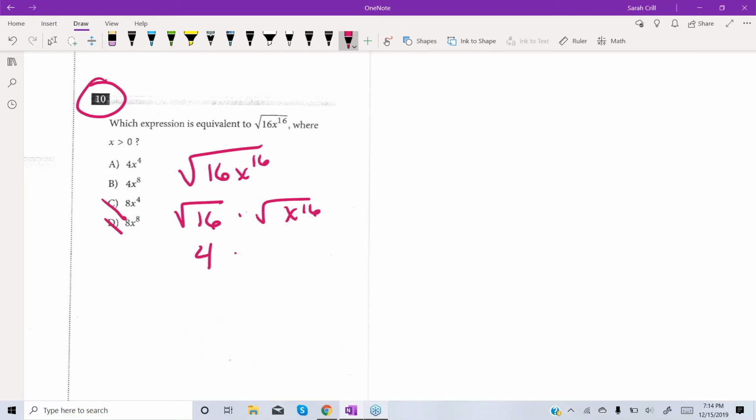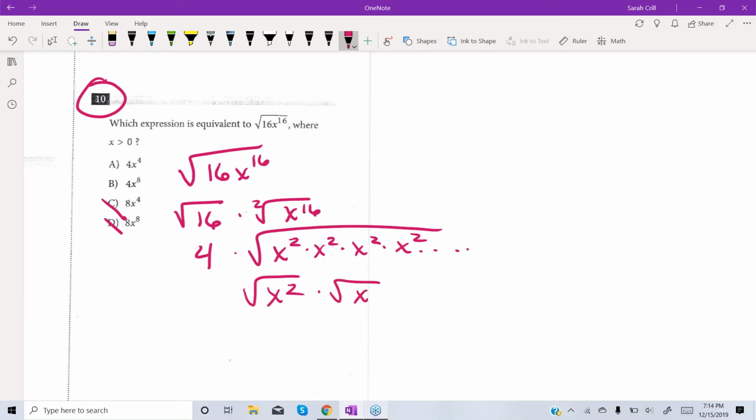Okay, well, if you know your root rules for this, you know that you can take out pairs of x's. So in this case, there are 8 pairs of x's. For example, we can write it like this. x squared times x squared times x squared times x squared 8 times, right? And you can separate them to be square root of x squared times square root of x squared times square root of x squared 8 times. In that case, we would get x to the 8th. So that would be B.